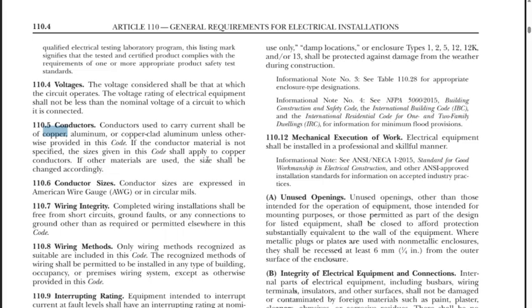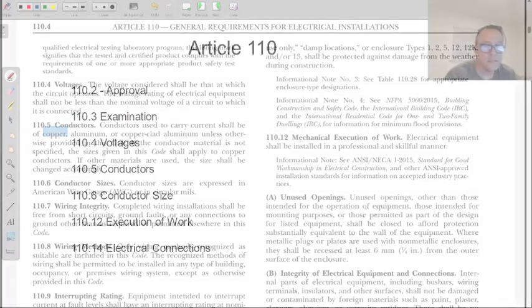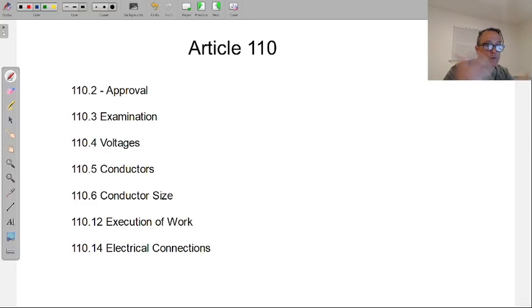All right, so conductors must be, like I said, copper, aluminum, or copper-clad unless otherwise mentioned in the code. If the conductor material is not specified, the sizes given in this code shall apply to copper conductors. So in other words, if I'm about to size some wires for a piece of equipment that we're energizing, I make all of my calculations using copper in mind.